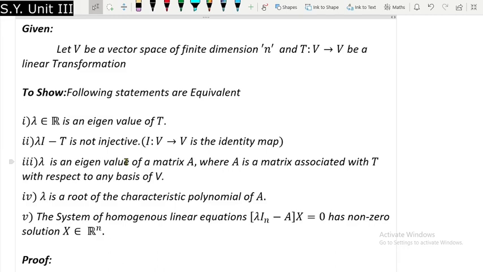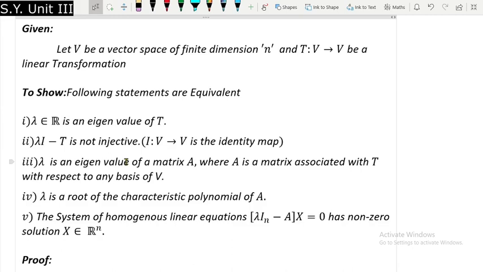And the fifth one is: the system of linear equations (lambda I minus A) x is equal to 0 has a non-zero solution x belonging to R raised to n. Now all these statements are equivalent, meaning if one statement is true, then the other 4 become true, right? So how are we going to proceed with the proof? I will prove 1 implies 2, then 2 implies 3, then 3 implies 4, then 4 implies 5, and 5 implies 1.